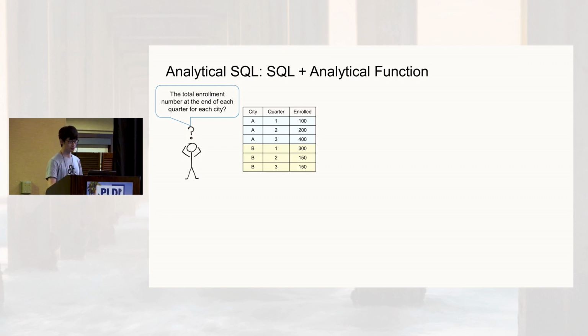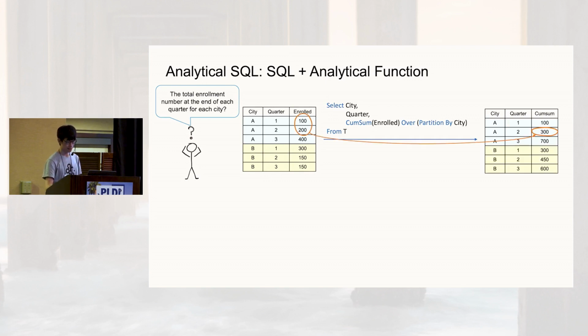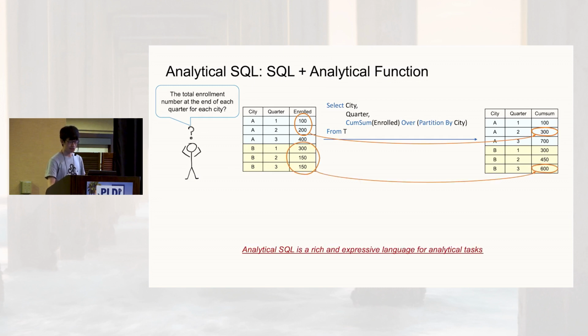Given this table, what the user can do is use this query. What this query is doing is partitioning the table by city and then calculating the cumulative sum of the enrollment over the quarters. As you can see here, for example, for city A and quarter 2, the number is 100 plus 200. Quite straightforward. In fact, Analytical SQL is a very expressive and rich language for analytical tasks.